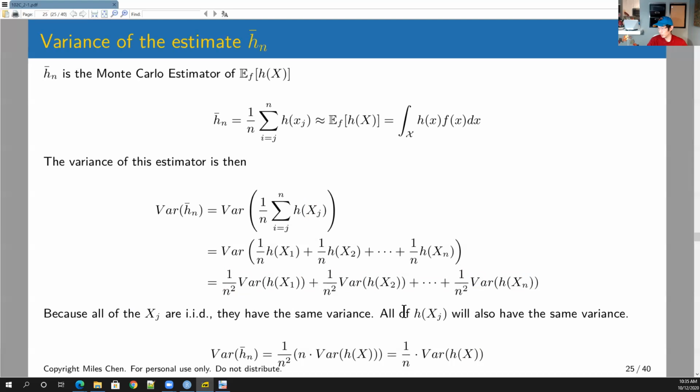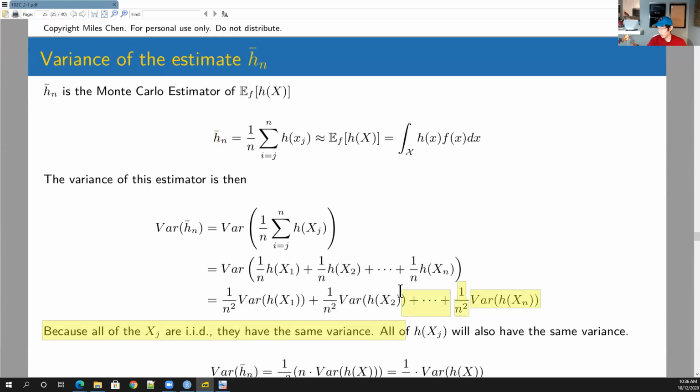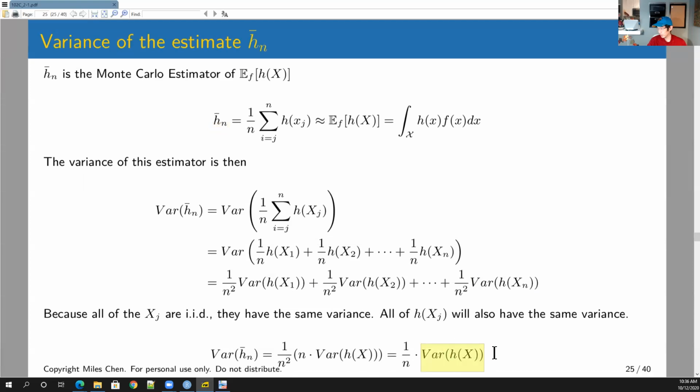So this is going to be the variance of this thing. The variance of this is going to be 1 over n times the variance of h of x. So this is very similar to, you know, what's the variance of the sample mean? The variance of the sample mean is 1 over n times the variance of the population, right? Okay, now if we wanted to estimate this, right?